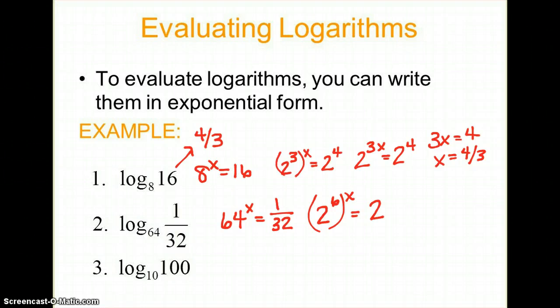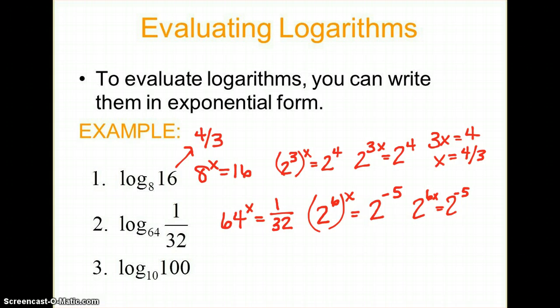And 1/32 is 2 to the -5th power. Okay, 2 to the 5th is 32. By making it negative is how it became the reciprocal 1/32. So then again, just like last time, that would be 2 to the power 6x equals 2 to the -5th. And just like in the last problem, if these are equal and their bases are equal, that means their exponents are equal.